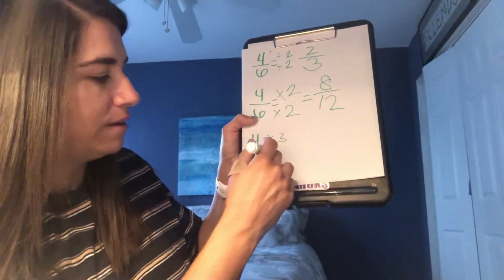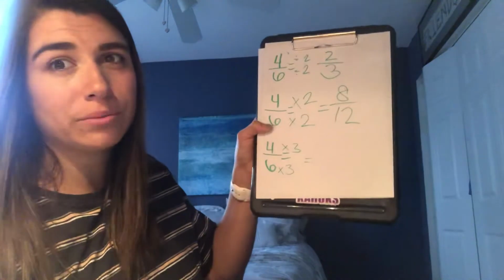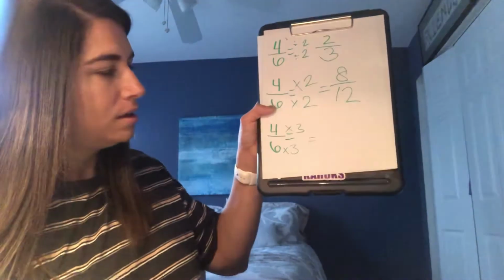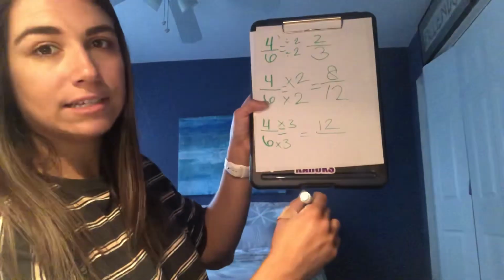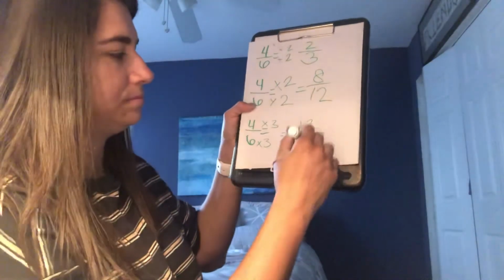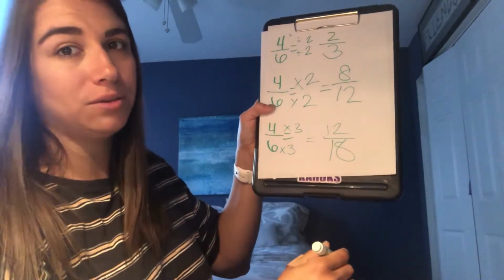All right, so the next one, let's do times 3. On your paper, go ahead and write 4/6 equals, and then times 3, times 3. Now, if you need to pause while we're going, you can do that as well. So 4 times 3 is 12, and 6 times 3 is 18. So 12/18 is also equal to 4/6. Look at us, we're already almost done. We have 2 more.